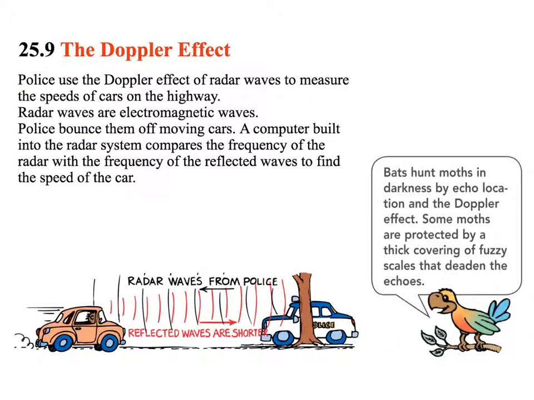Police use the Doppler effect of radar waves to measure the speeds of cars on the highway. Radar waves are electromagnetic waves. Police bounce them off cars. A computer built into the radar system compares the frequency of the radar with the frequency of the reflected waves to find the speed of the car.